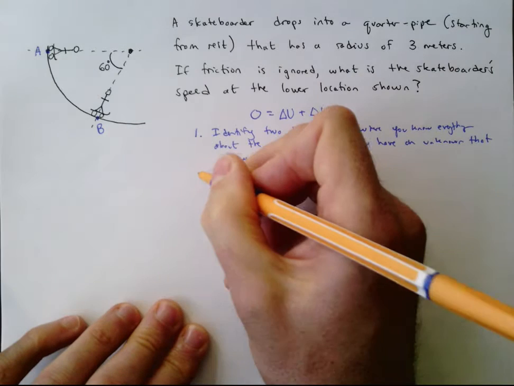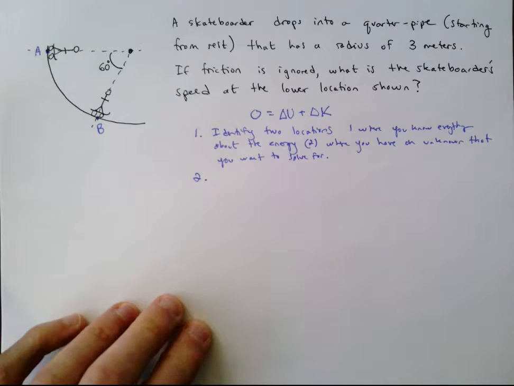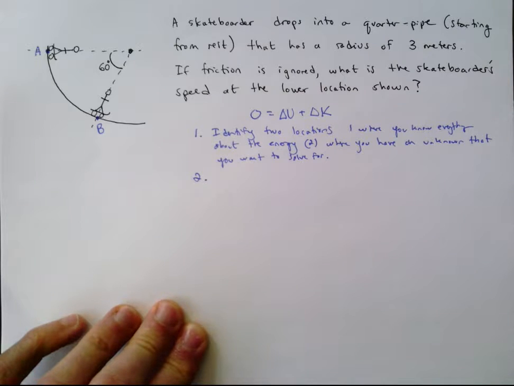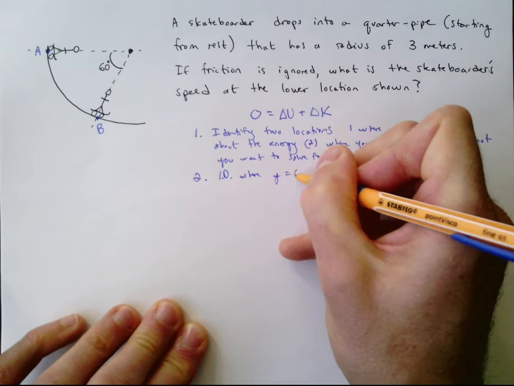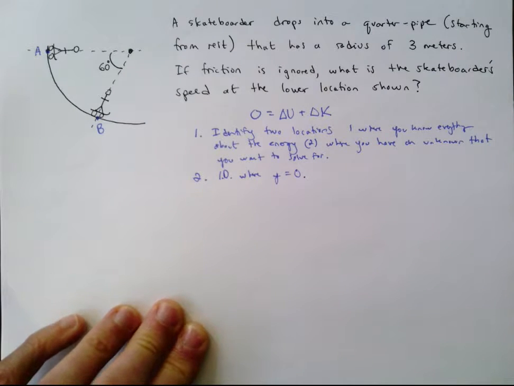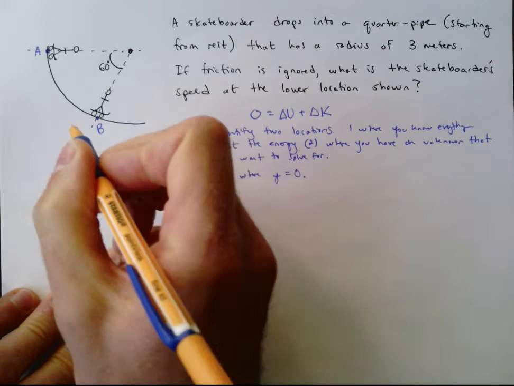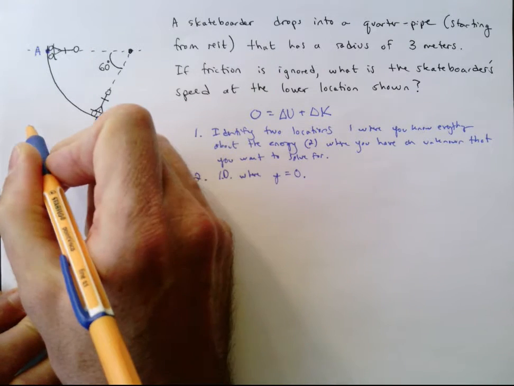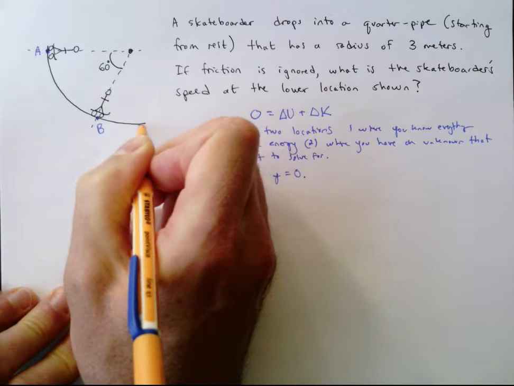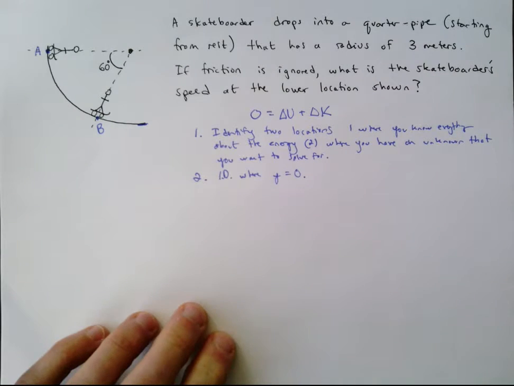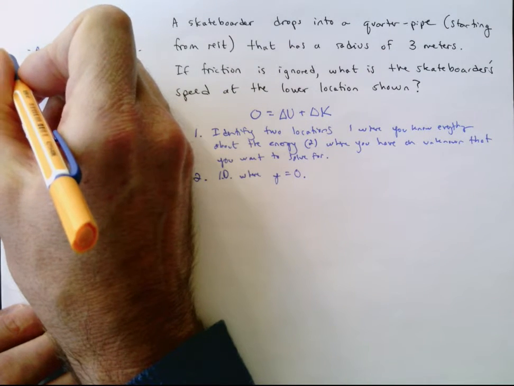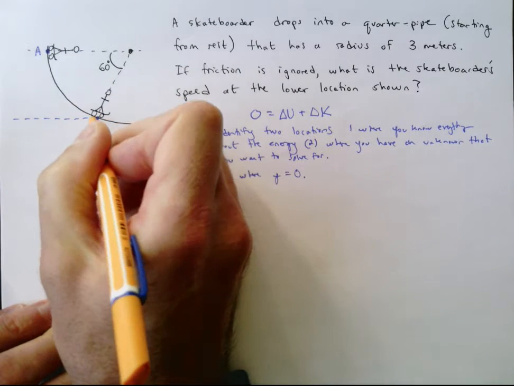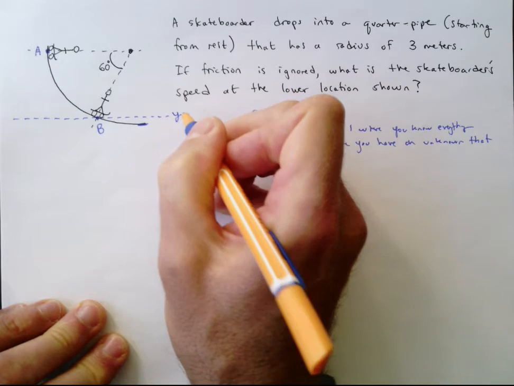Once you've identified those two locations, the second really important thing to do is to identify where you want y to be equal to 0 in your coordinate system. It really isn't important where that is. You just have to be consistent about it. It might make sense to have the lowest location down here be y equals 0, but actually we're not even interested in that location. So why don't I just make it the lowest location in the problem? I'm going to say that that location is where y equals 0.